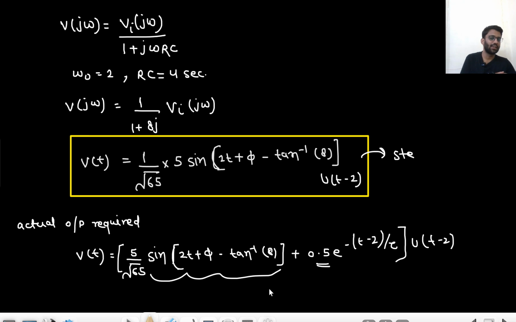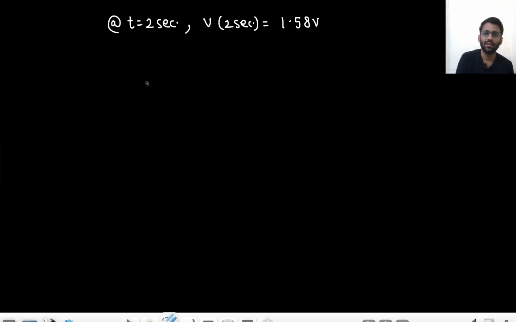Without using the equation also you can see, right? What do you see? First you will write the steady state response, then you will see that, okay, I need 0.5 transient. That means rest of that part should be provided by the steady state response. So basically what I will do, I will put t equals to 2 and I will put it equals to 1.58. Right?